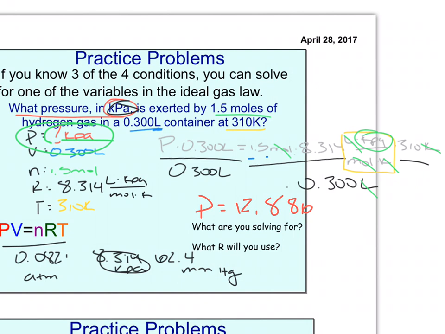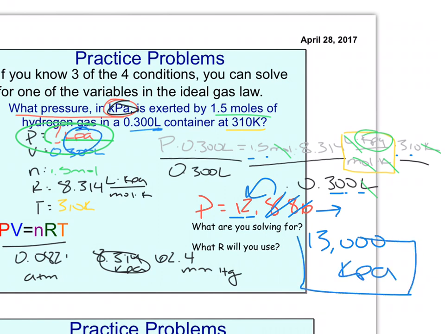You can disregard the R value when you're looking at sig figs. So that is 2. 310 has 2, that's a tricky one. And 0.300 has 3, so my final answer should have 3. Round up. My final answer is 13,000 kPa. Remember, that's the unit I wanted. Boom. That's the ideal gas law.